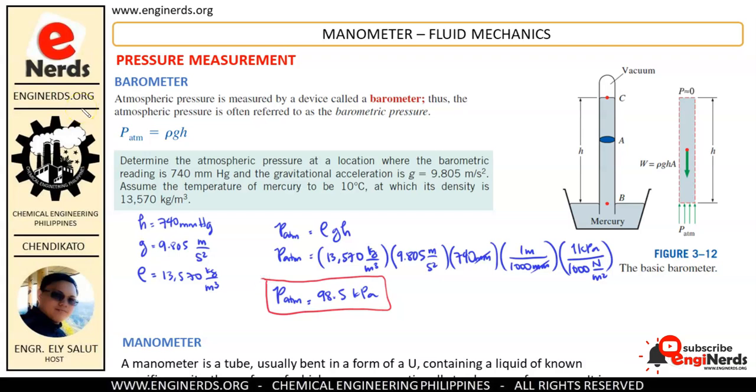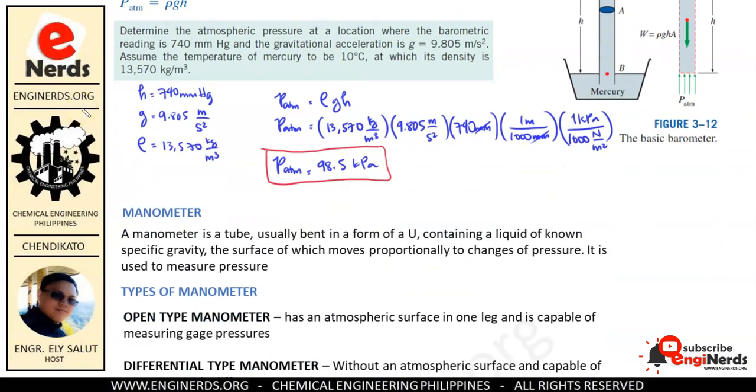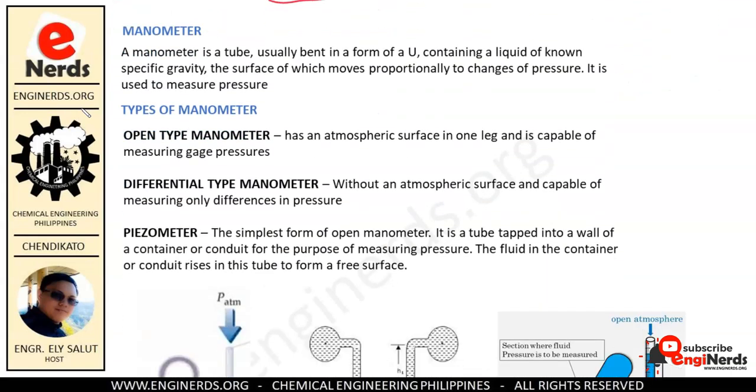Okay, so now let us go to our discussion about manometer. So, what is a manometer? A manometer is a tube, usually bent in the form of a U, containing a liquid of known specific gravity, the surface of which moves proportionally to changes of pressure. It is used to measure pressure.